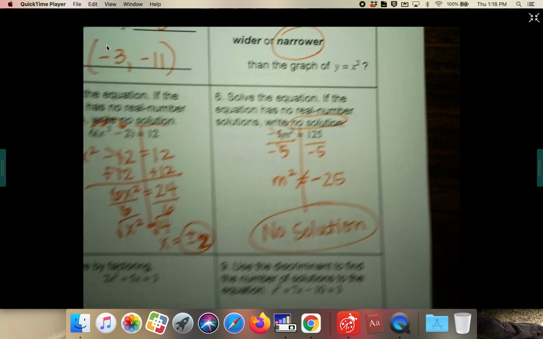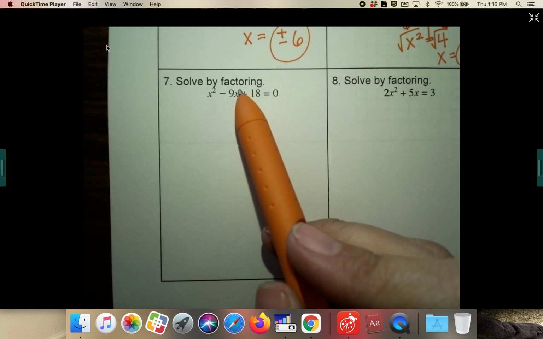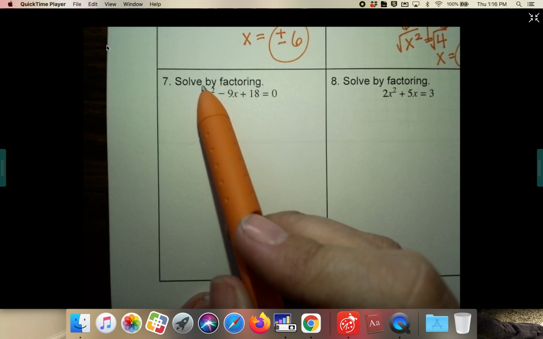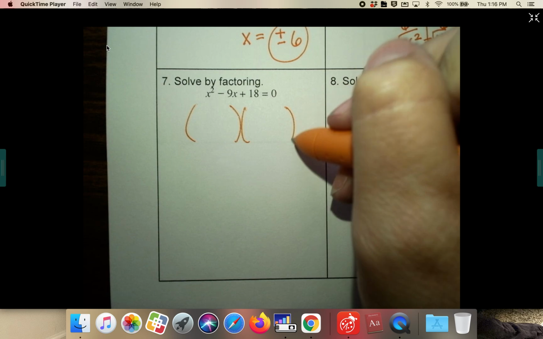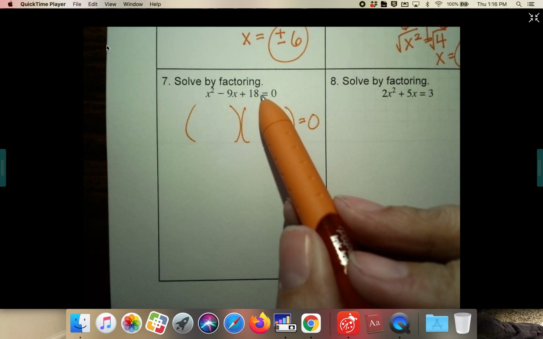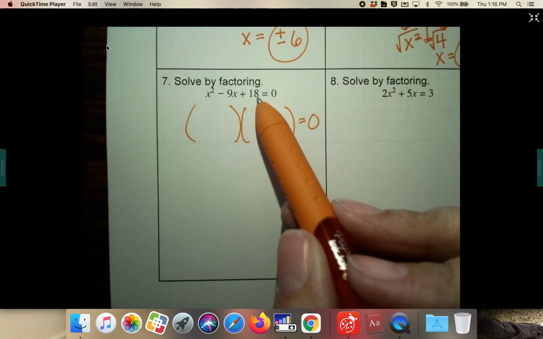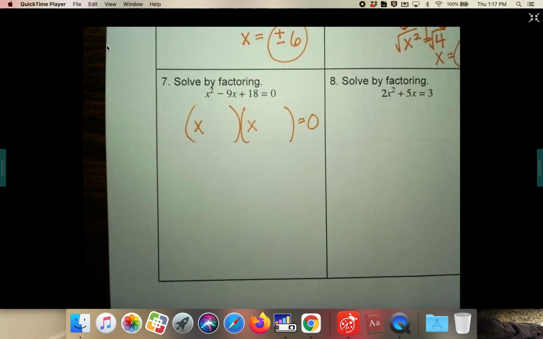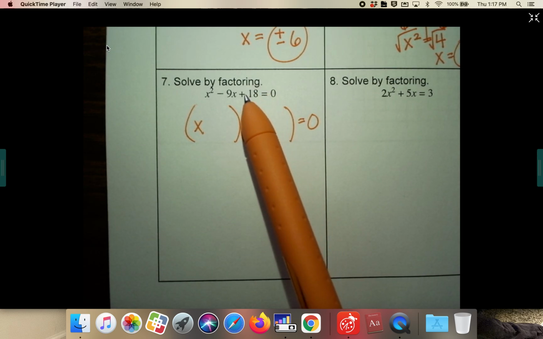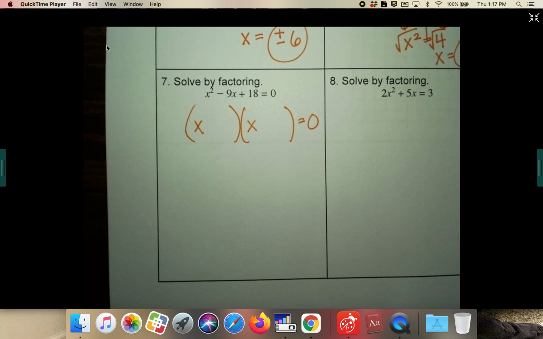All right, number 7. Okay, this one is solved by factoring. And remember, if there's a 1 at the beginning, a hidden invisible 1, you don't have to do the diamond method. You can go directly to this and see what we can multiply to get 18 and add to get negative 9. So we know x squared means there's an x at the beginning. What two numbers can I multiply to get 18 and add to get negative 9? So I hope you said negative 6 and negative 3.